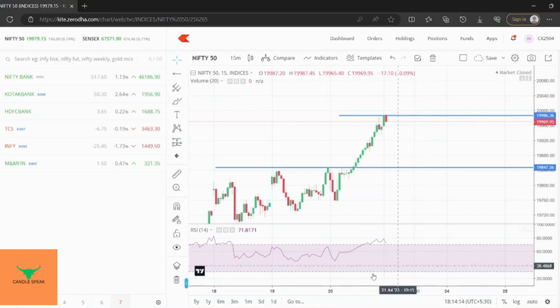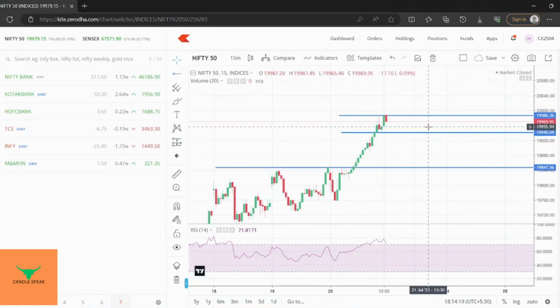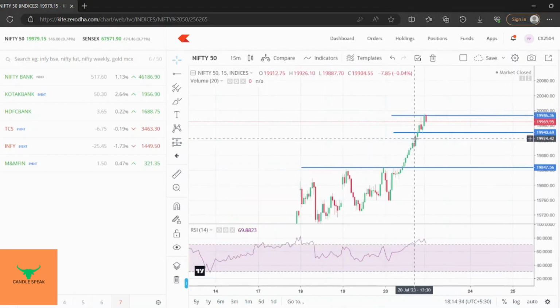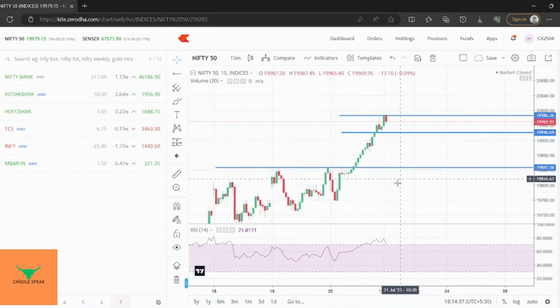So if the market opens in this range, somewhere here, flat or a 50 point gap up or gap down, let the market come somewhere here, let it take support, then plan for long after a retest of this range. Don't just jump on a trade. I am repeating it multiple times: it will not support your risk to reward ratio. So whenever you find the market coming in this range, it will be very important.